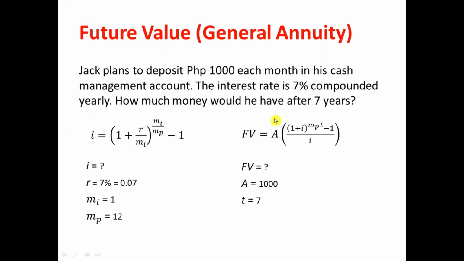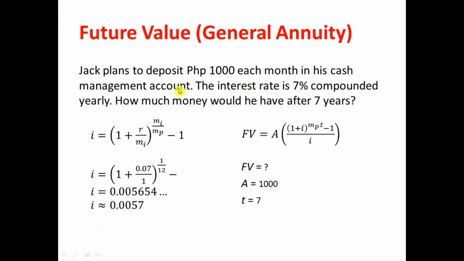We now list down the variables. We need to look for I first, then the future value. So the rate of interest is 7%. The number of compounding periods, which is yearly or annually, is 1. So 1 times a year or every year. And then the number of payment periods is 12 or 1 payment for every month. So that's 12 months, 12 payments. And then our amount is 1,000 pesos each month, 1,000. And our time in years is 7 years.